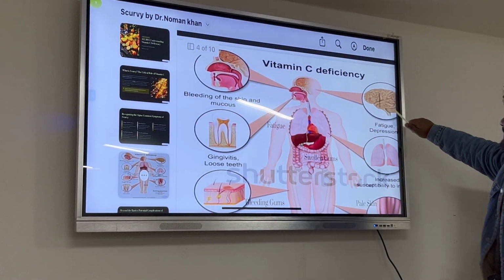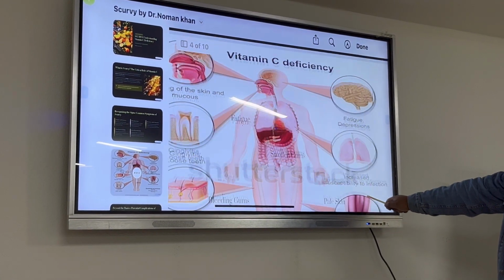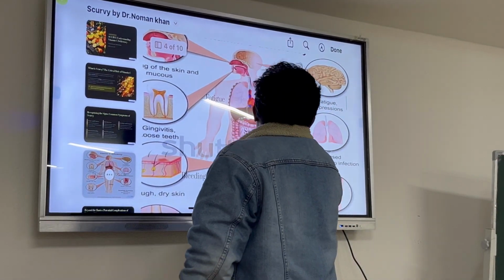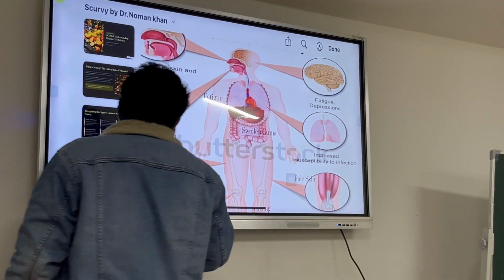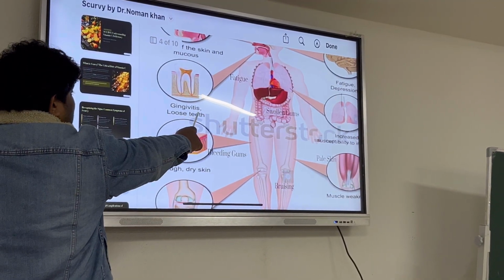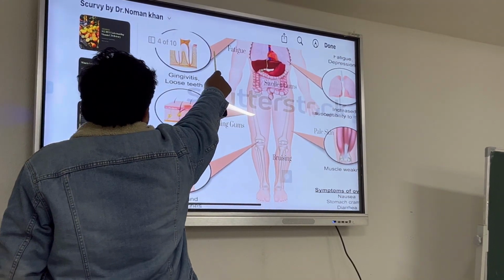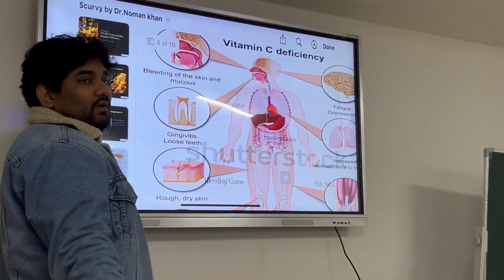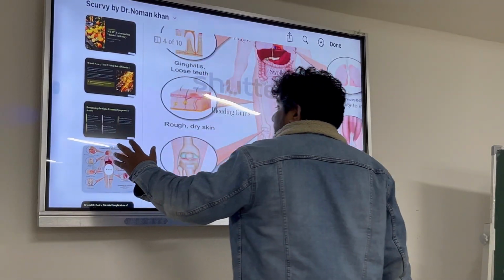There is fatigue and depression. There is increased susceptibility to infection in the lungs, pale skin, weakness of the muscles, rough and dry skin, loss of teeth, and bleeding in the skin and mucosa, because there is no clotting. That's why. Moving to the next slide.